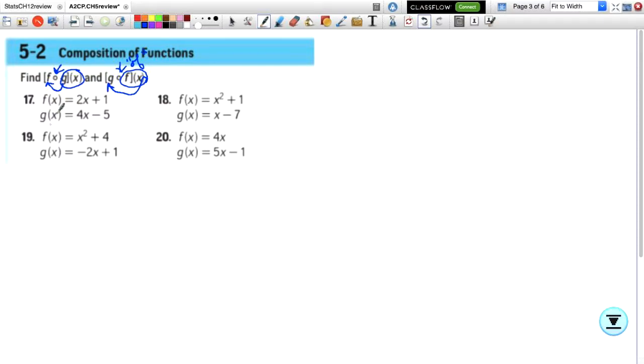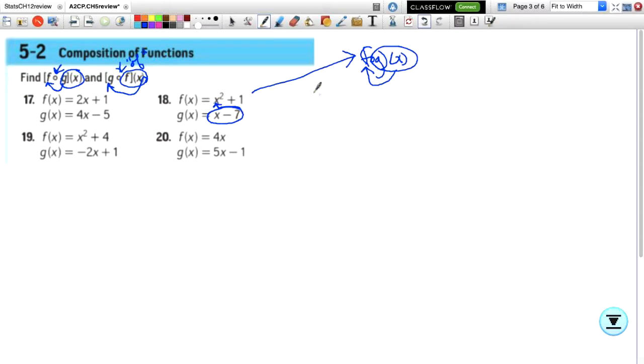So I went over 17 and 19 step by step. So maybe for a review right now, we'll just do 18. So we'll start off by doing f of g of x. And again, that's telling me take my g of x and plug it into the f function. So I'm going to take my g of x and plug it in to my f function where the x is.